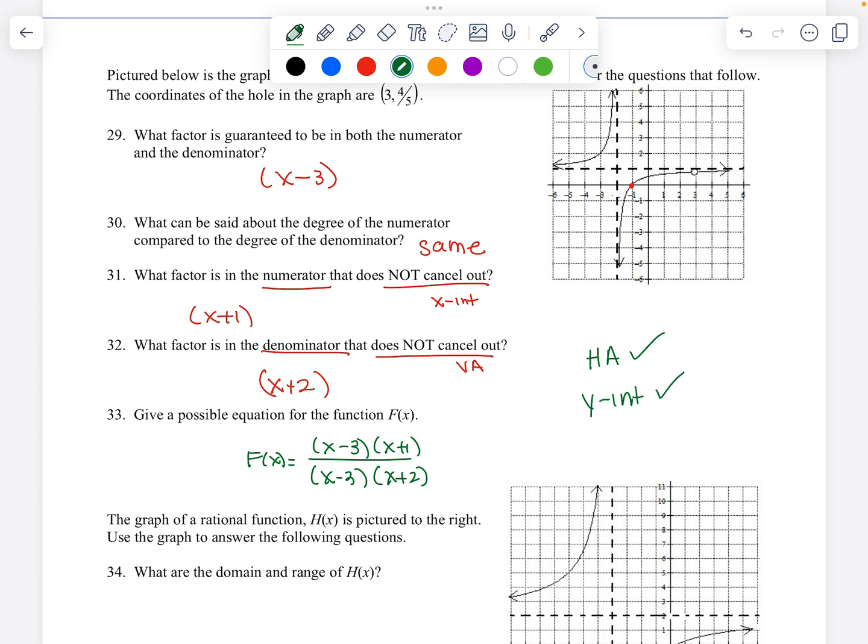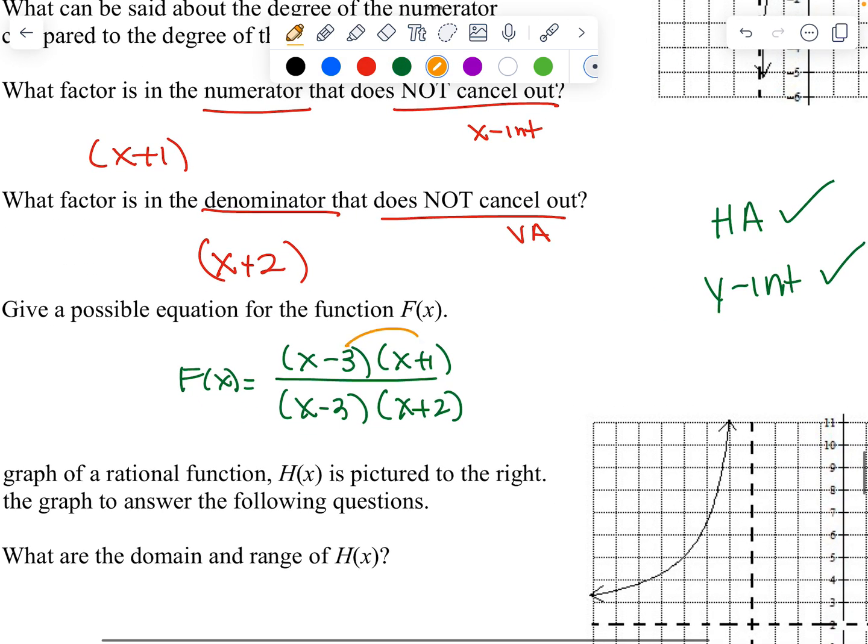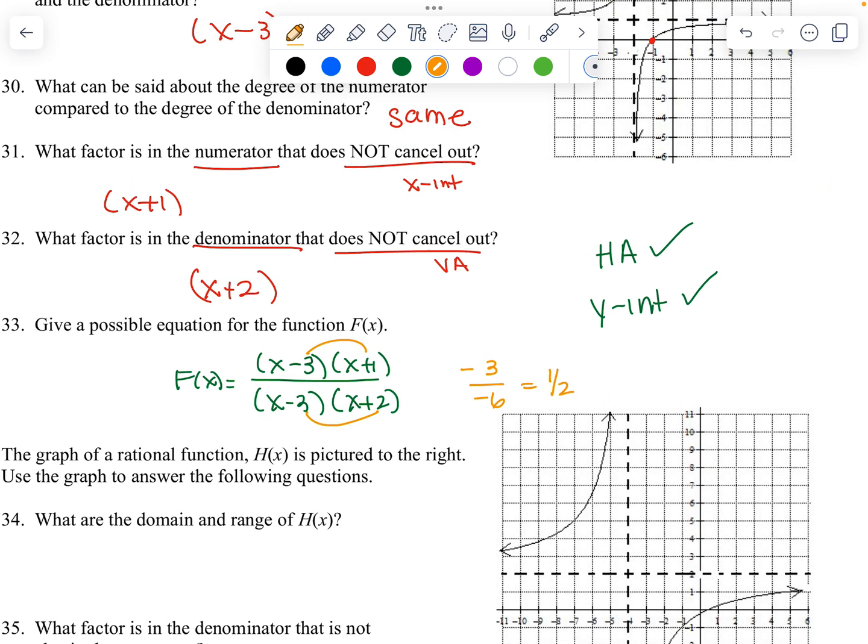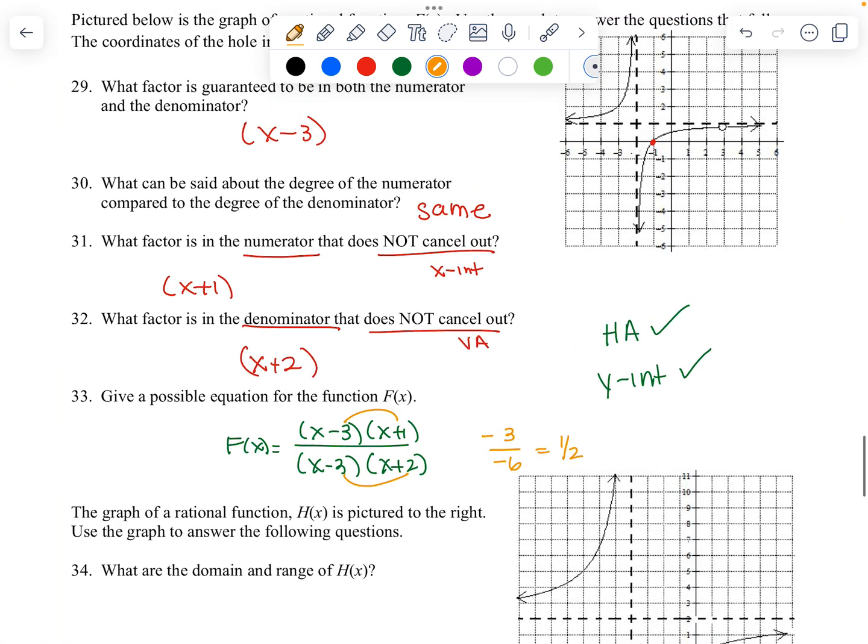And let me explain that a little slower. If I were to multiply these constants, I would get negative 3, and if I multiply these constants, I would get negative 6. So that would imply that my ratio of constants is 1/2, and I see a y-intercept that would probably be at 1/2.